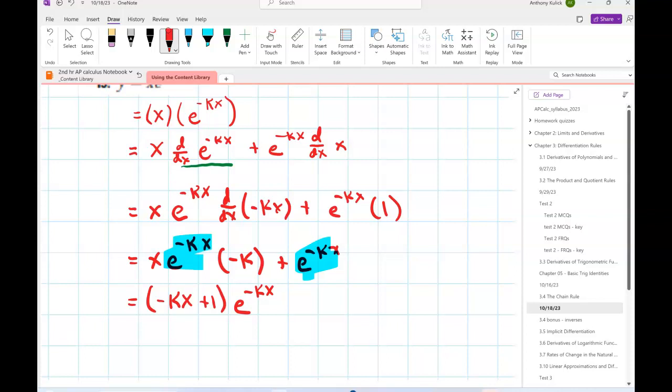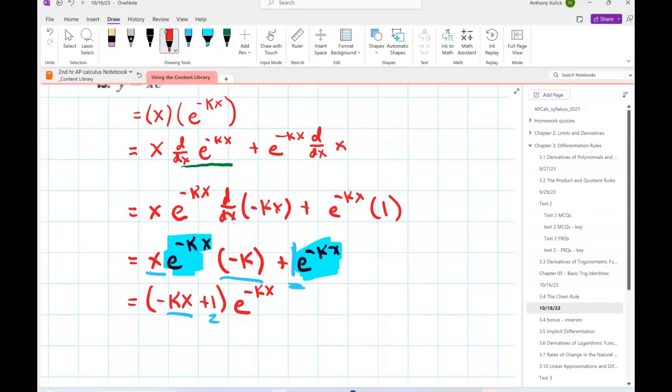Yeah. So I just took out the greatest common factor between the two terms. So what's left over here is a negative k times x. So that's this part. And then there's a coefficient of 1 here that we don't write, but I know is there. So that's all that's left. Does that feel okay?